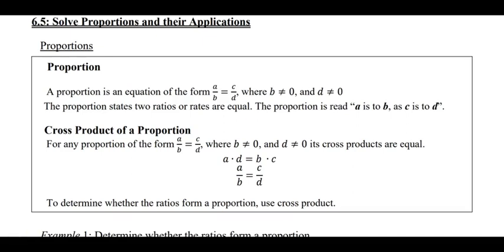We are going to start with the formal definition of proportion. A proportion is an equation in the form A over B equals C over D. And we have to specify where B is not equal to 0 and D is not equal to 0, because they are in the denominators, so we cannot be dividing by 0. So the proportion states that two ratios or rates are equal. The proportion is read as A is to B as C is to D.